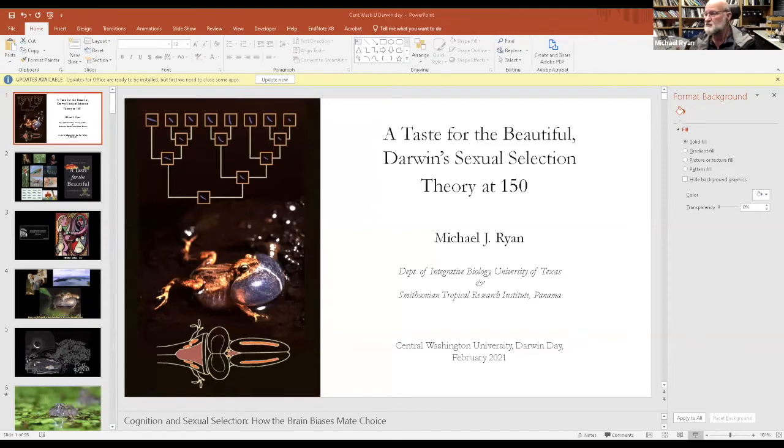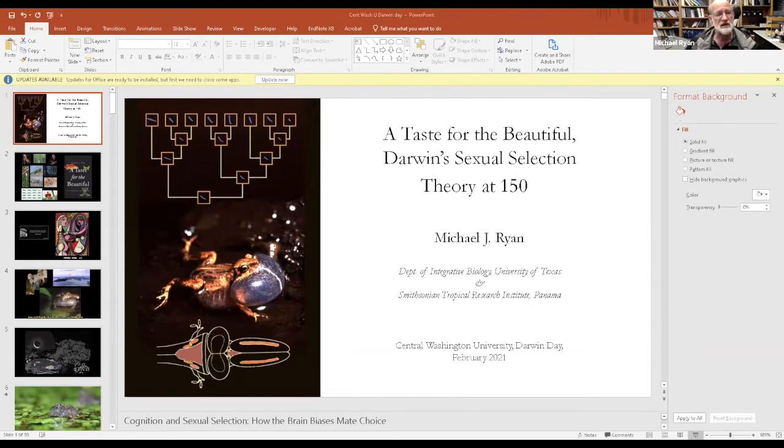So instead of giving an overview of sexual selection, I thought what I would do is walk through the research that we've been doing for quite a long time on sexual selection in this one species of frog, and show you how we're trying to bring together lots of aspects of the animal's biology to try to get an understanding of the evolution of sexual advertisement in this very, very simple little frog.